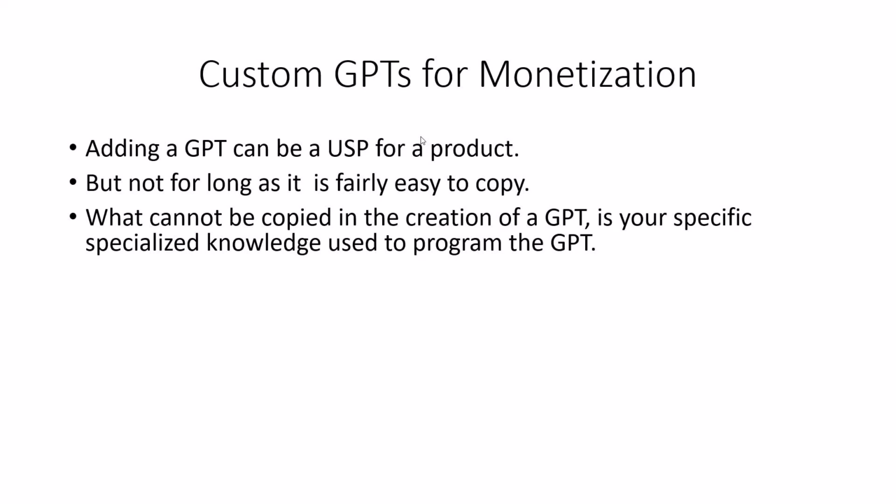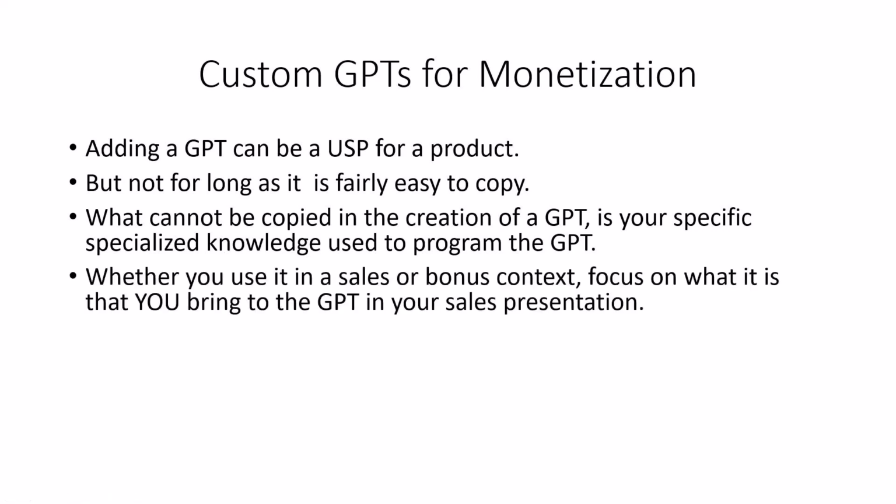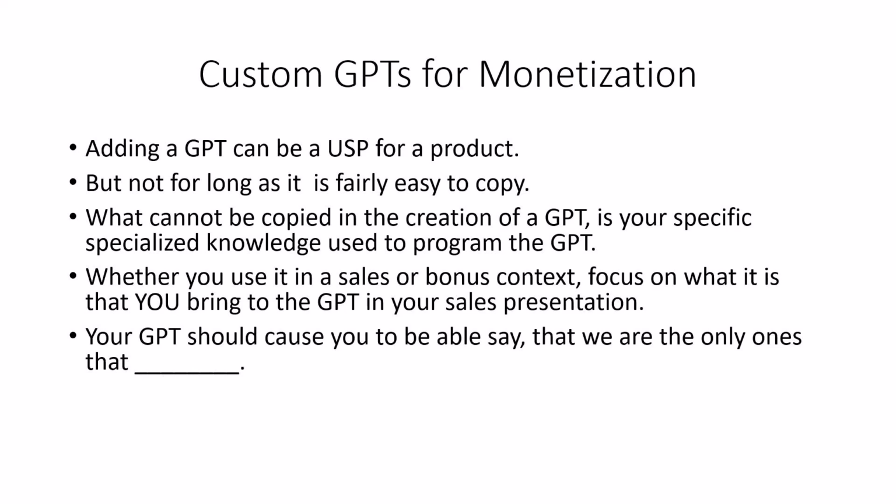All right, so when you are creating a GPT, what you want to try to do is input knowledge that people cannot get from elsewhere, areas from your expertise, areas from your experience, and you want to program those into the GPT. And even if you use it in the sales or bonus context, you want to focus on what it is you bring to the GPT. And this is the essence of a USP. You want to be able to say, we're the only ones that do blank, right? That's what your brand should say anyway. You should have a USP for your brand, that we're the only ones that do this, we're the only ones that do it this way, we're the only ones that deliver this. That should be something you say about your brand, regardless of what you sell.